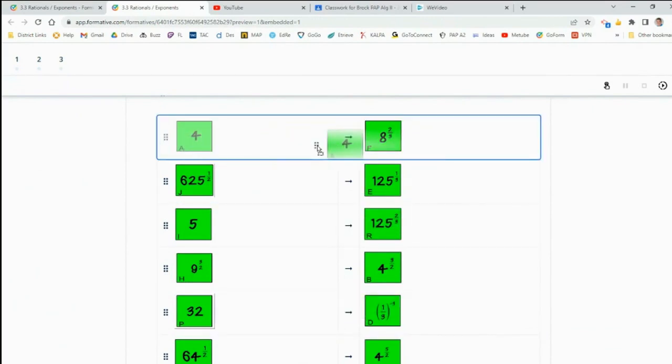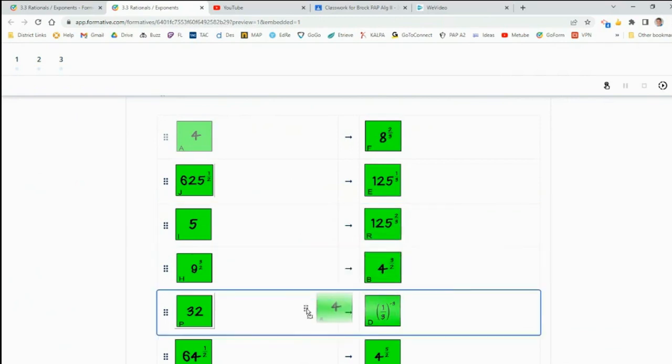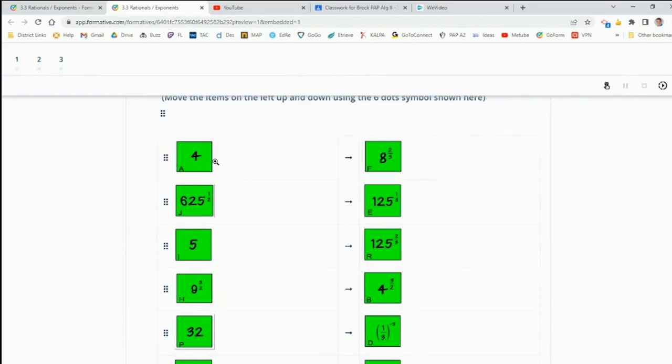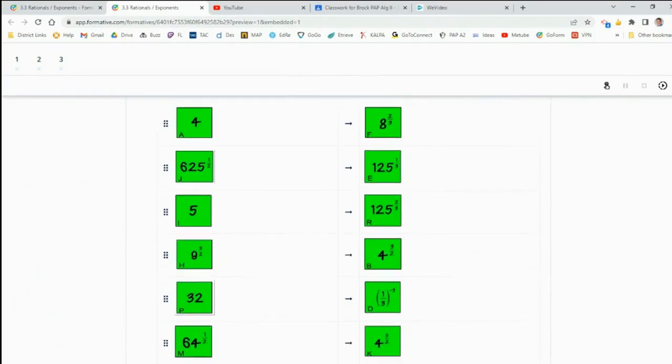But I want to take 4 and move it to where it's paired up with the one on the right side that it equals. So looking at this, which one of those matches up with 4? Is it 8 to the 2/3 power? Does that simplify to 4? Is it 125 to the 1/3 power? Does that simplify to 4? 125 to the 2/3, 4 to the 3/2, 1/3 to the -3, or 4 to the 5/2. Which one of those matches up with 4? That may take a little work.